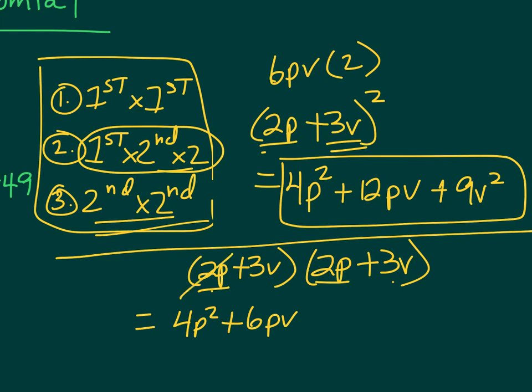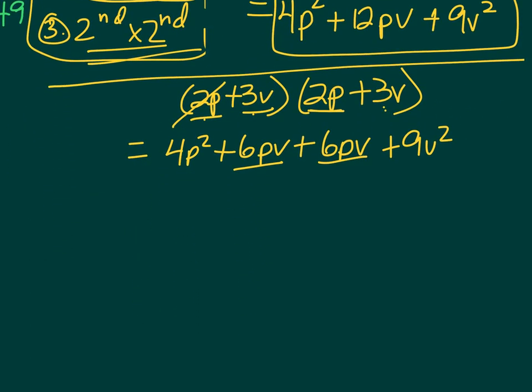Then with the 2p. Let's distribute the 3v. 3v times 2p is 6vp, but I'm going to write it as 6pv. I like to keep my letters going in the same order so that it's easier to recognize in a moment that we're going to have like terms right there. If one of them's a pv and the other one's a vp, it's harder to recognize. So what I usually do is put the first letter in the alphabet first and the second one second. Okay, and then 3v times 3v is 9v squared.